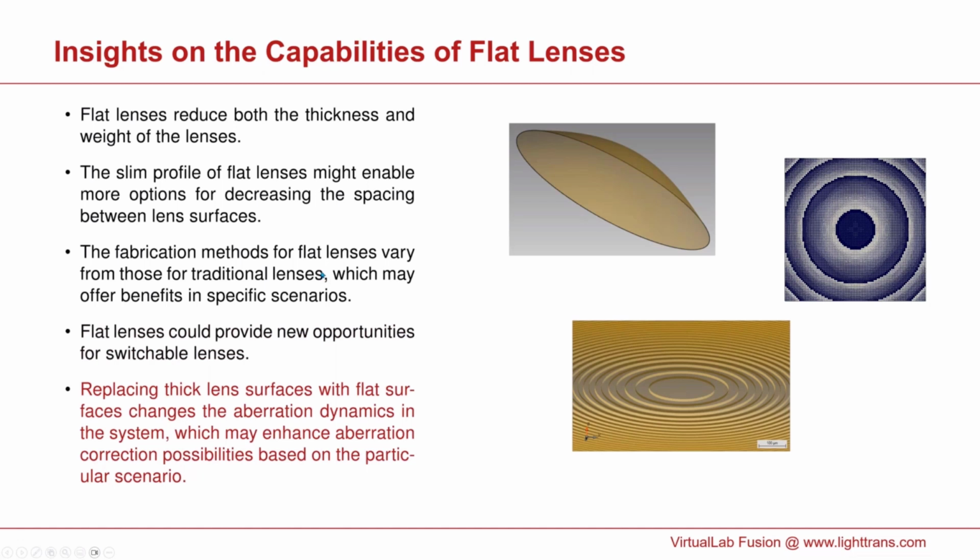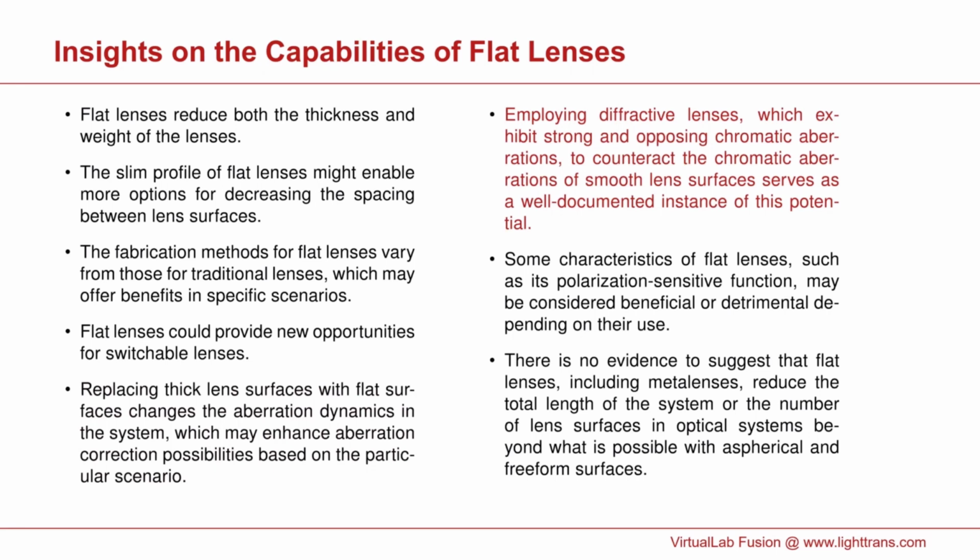There's another interesting thing. Replacing thick lens surfaces with flat surfaces changes the aberration dynamics in the system, which may enhance aberration correction possibilities based on the particular scenario. Remember, employing diffractive lenses, which exhibit strong and opposing chromatic aberrations, to counteract the chromatic aberrations of smooth lens surfaces, that means material dispersion, serves as a well-documented instance of this potential.